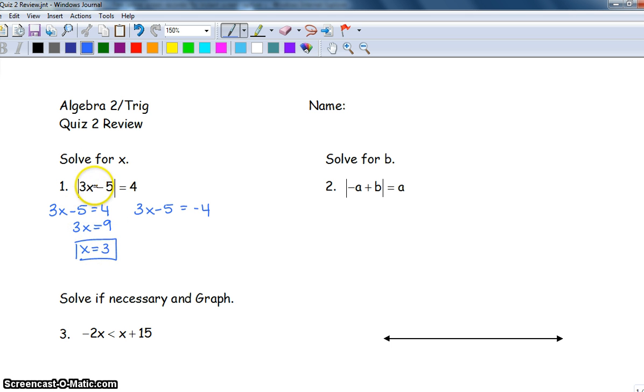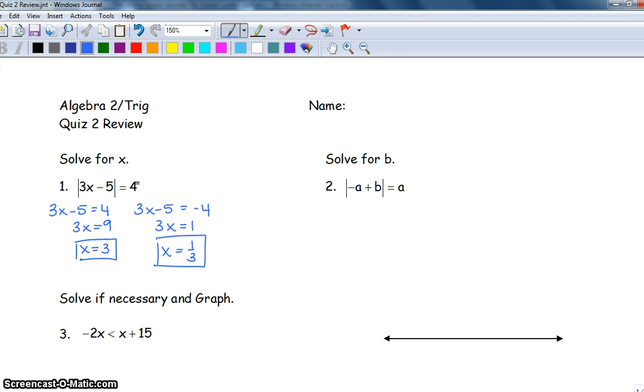When I plug 3 in, I'm going to get a positive 4. Evaluate that to get a positive 4. Move the 5 over, we've got 3x is equal to 1. Negative 4 plus 5 gives you a positive 1. Divide by 3 and you find x is equal to 1/3. When you plug 1/3 back into the equation, inside of your absolute value bars, you're going to get a negative 4. But when you evaluate the absolute value of a negative 4, you end up with your positive 4 answer.